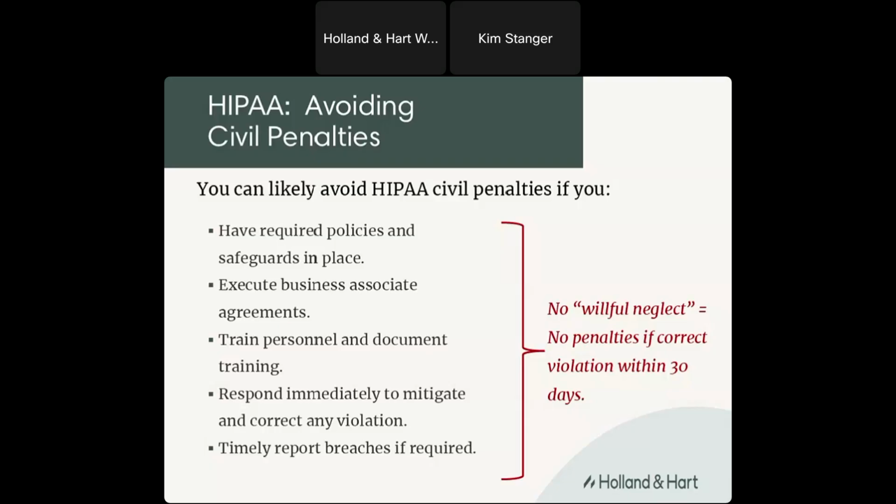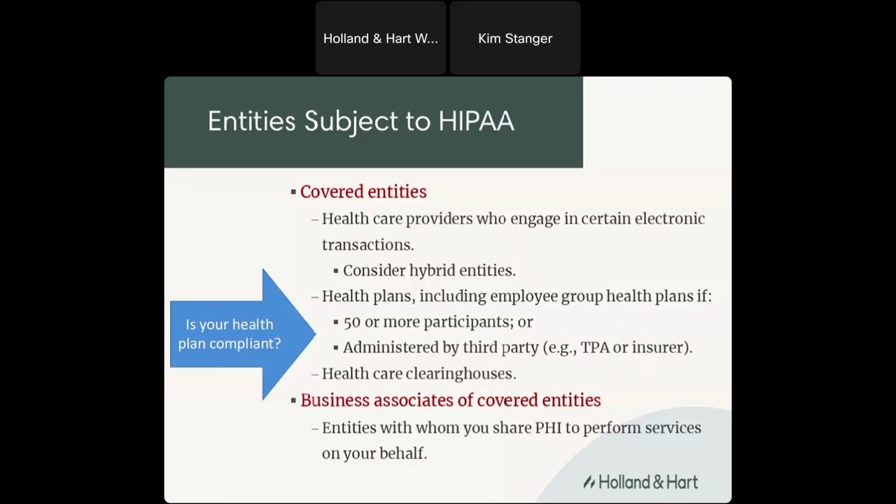In those situations, if you're doing those things, there's a good chance you're not acting with willful neglect, and that means that if you correct the situation within 30 days, then that is an affirmative defense to HIPAA violations. So you want to make sure that you are doing these things and documenting it to avoid willful neglect penalties. We are going to talk about those things in more detail.